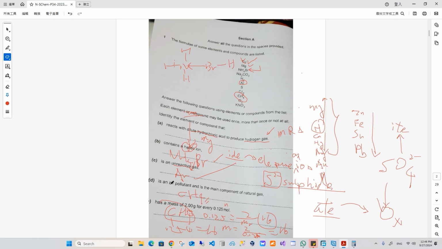It's an air pollutant and it's the main component of natural gas. The main component of natural gas is CH4 also. CH4 actually makes a very small chain alkane, so normally methane is one of them: methane, ethane, propane, and butane. They are light enough to be natural gas for combustion. So CH4 is also confirmed.